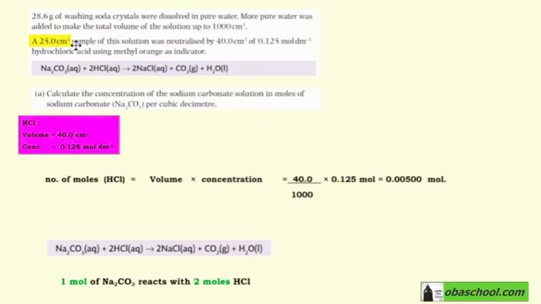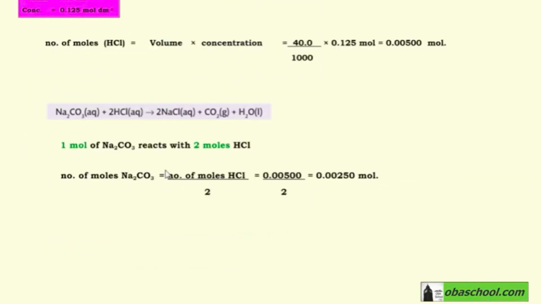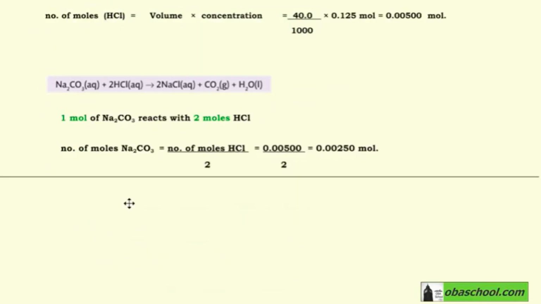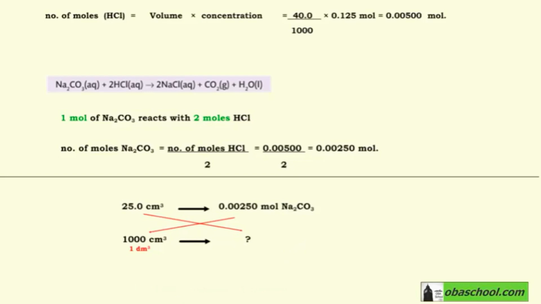Meaning we have to calculate the number of moles of sodium carbonate found in 25 centimeter cubed of the solution. But when I want to find the concentration, I want it in decimeter cubed, not in centimeter cubed. So I will put that 25 centimeter cubed contains 0.00250 moles sodium carbonate. But I want in 1 decimeter cubed, meaning in 1,000 centimeter cubed. Why? Since 1,000 centimeter cubed equals to 1 decimeter cubed. So in 25 centimeter cubed, I do the cross multiplication rule to obtain the answer.